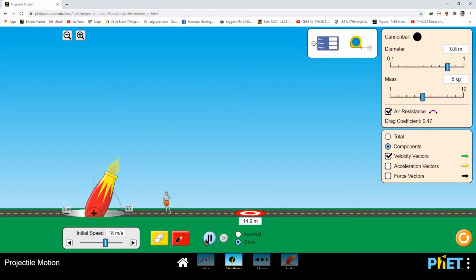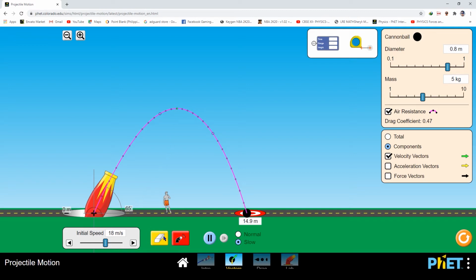So as I press this one, the green line here is the velocity of the object, the component velocity of this cannonball. The horizontal line here is associated with the horizontal velocity of the cannonball. So you try to observe. Okay, so this is the maximum height that we have here, marked in green.